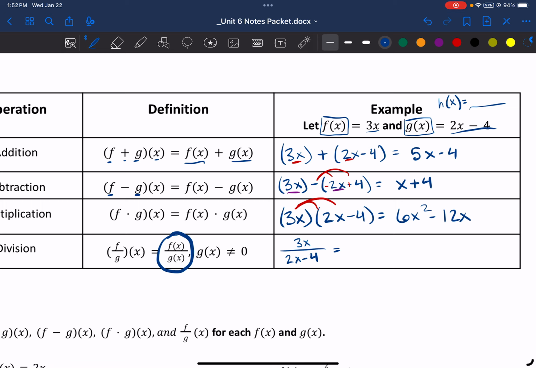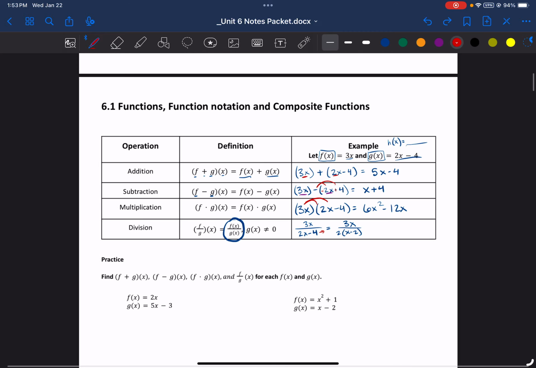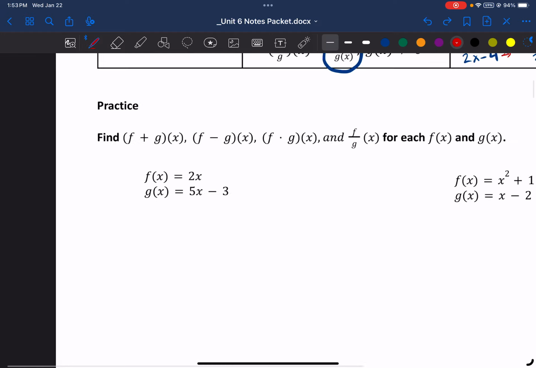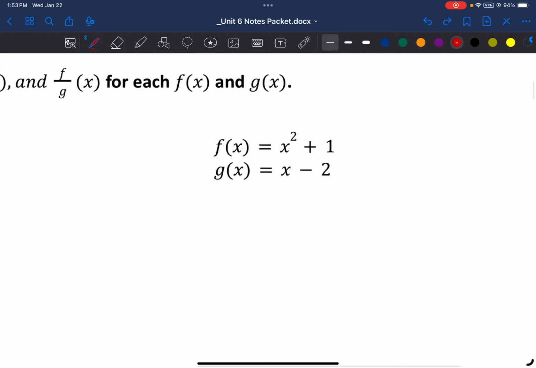And then to simplify these division problems, we factor. So on the bottom, I'll factor out the GCF. And then I look and see, can either of my GCFs cancel anything out front? Well, in this case, they can't. So that would be my answer: 3x over 2 times x minus 2. Okay. Let's practice a couple more of these. Maybe we'll just do one. Let's do this x squared one over here.